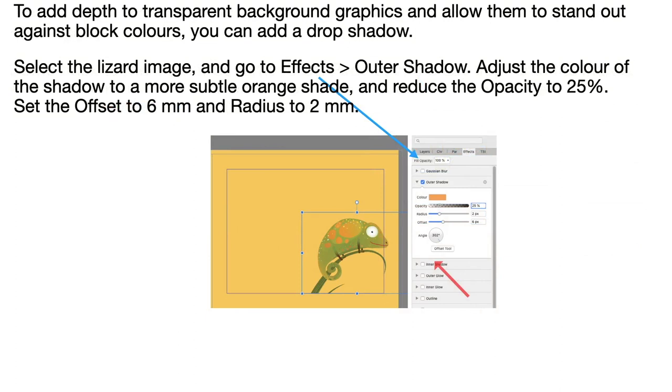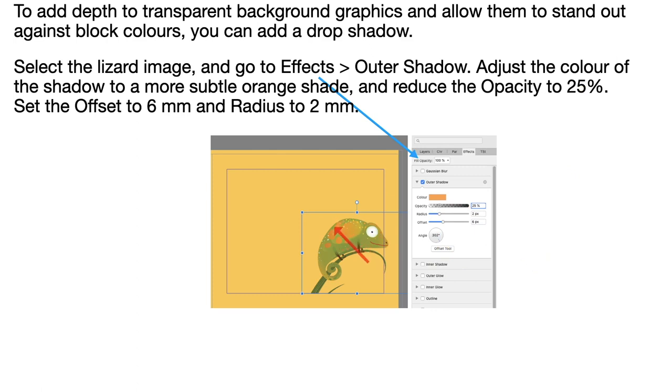Now you can add depth to transparent background graphics and allow them to stand out against block colors. You can add a drop shadow, which doesn't really show up in here because it's got an orange background anyway, but you can set that. Select the lizard image, go to effects, outer shadow, adjust the color of the shadow to a more suitable orange shade and reduce the opacity to 25%. Set the offset to 6 millimeters and the radius to 2.